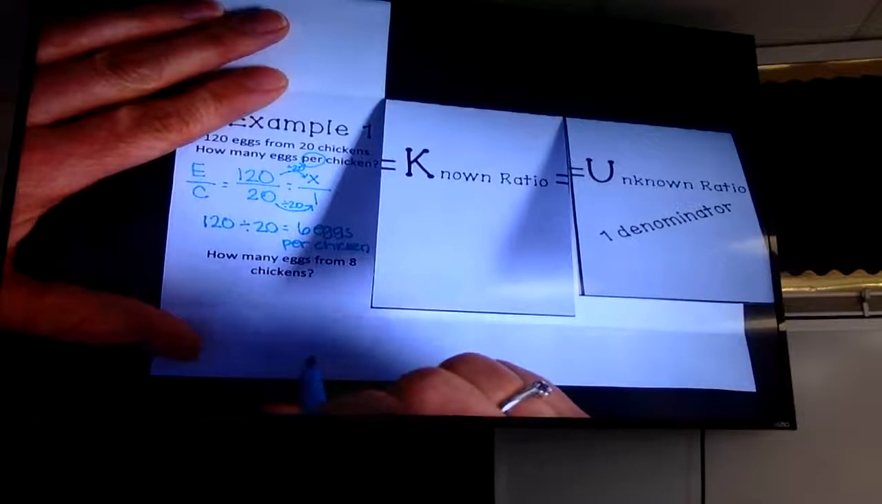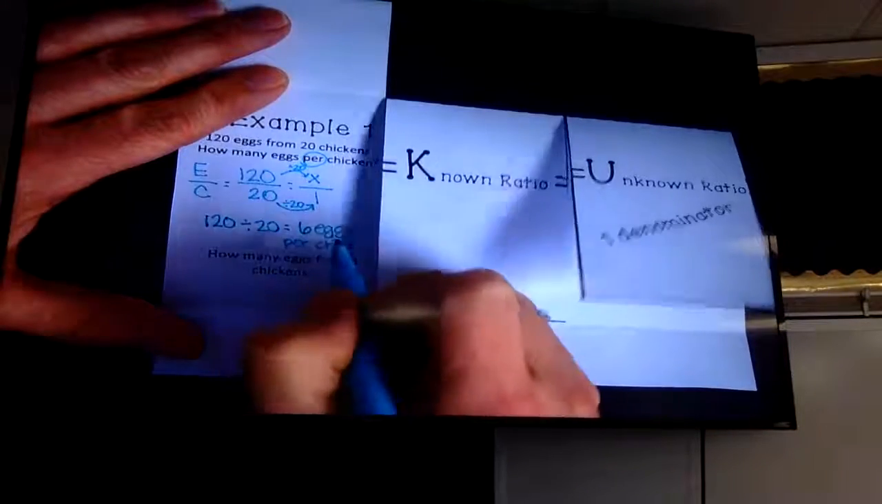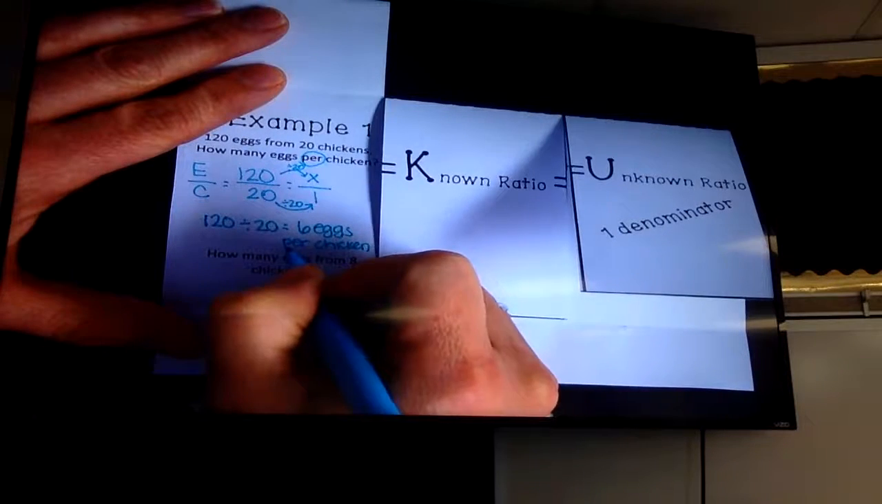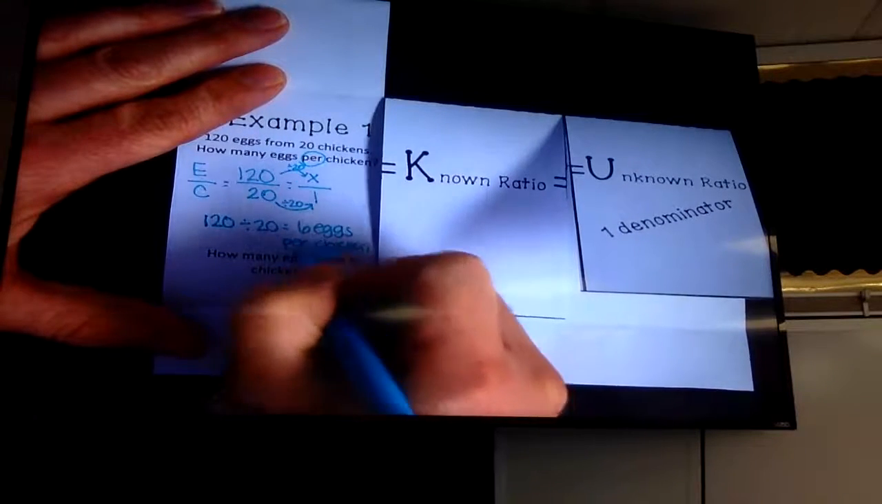So a unit rate label always has 2 parts. Okay, it's not just one label. Here it's eggs, and then they're always separated with the word per chicken. So 6 eggs per chicken.